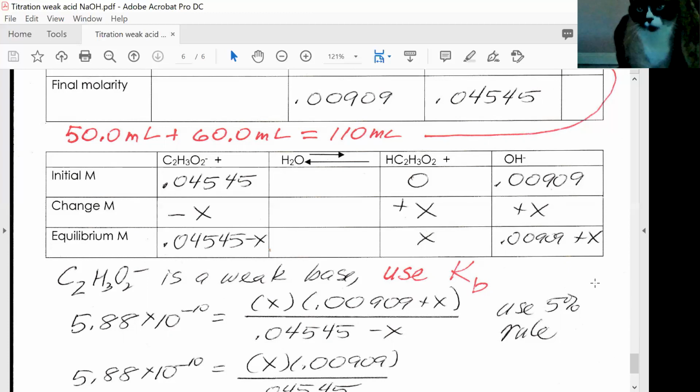Then fill out the change. Minus X, plus X, plus X. Then your equilibrium: 0.04545 minus X for our acetate, X for our acetic acid, 0.00909 plus X for our hydroxide.